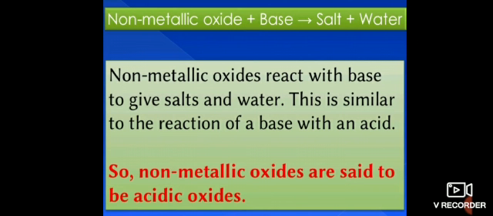Dear children, which means non-metallic oxides react with a base to give rise to salt and water. Non-metallic oxides react with base to give salt and water. This is similar to the reaction of base with an acid. So, non-metallic oxides are said to be acidic oxides.